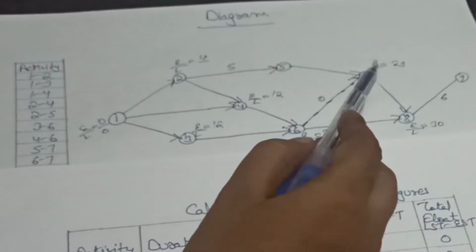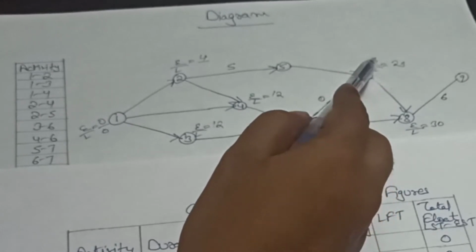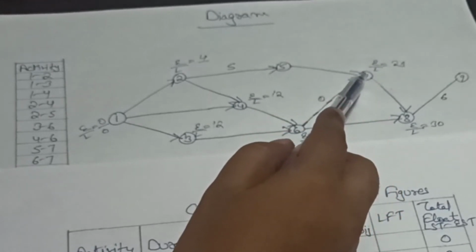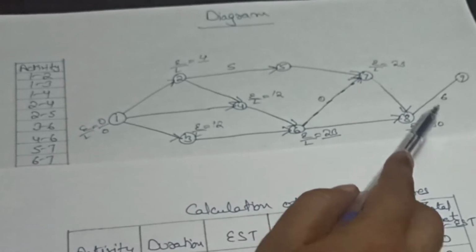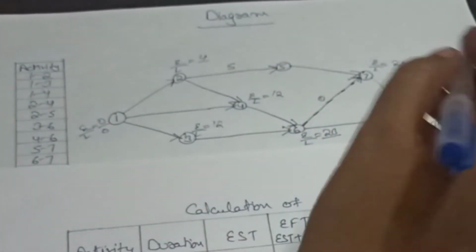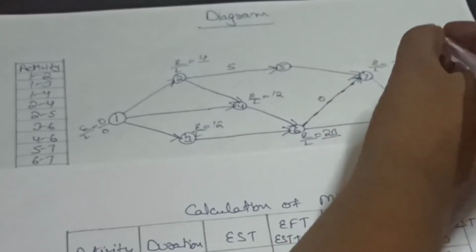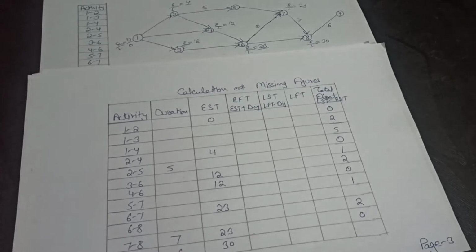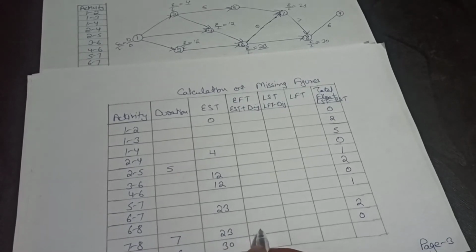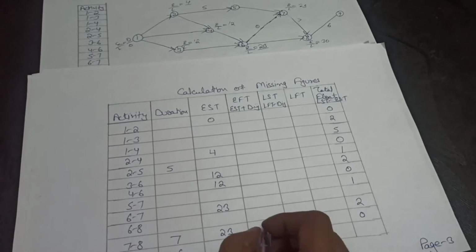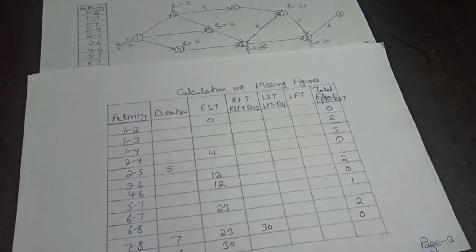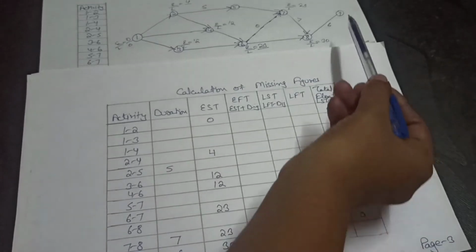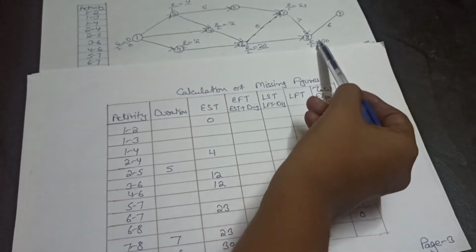So you can calculate the duration for this activity. As you can see, E is equal to 23 for this node. Then the E value is equal to 30, meaning 23 plus 7 is equal to 30. So we can say the duration of this activity is 7. So we can write here the duration of this activity, 7. So we can write here the EFT value as 23 plus 7 is equal to 30. After that, you can find the E value for this node as 30 plus 6 is equal to 36. So we have the E value for the last node.